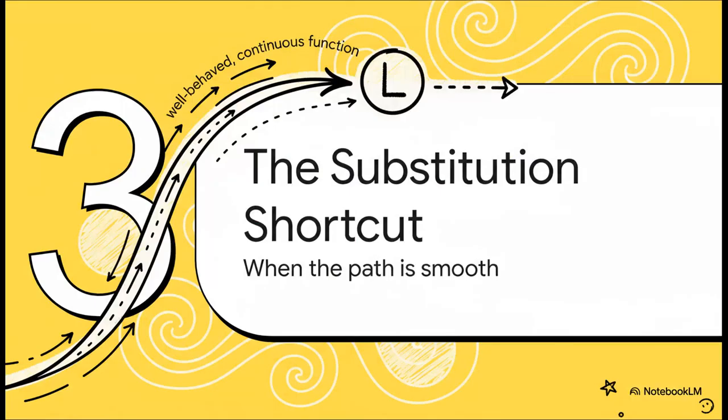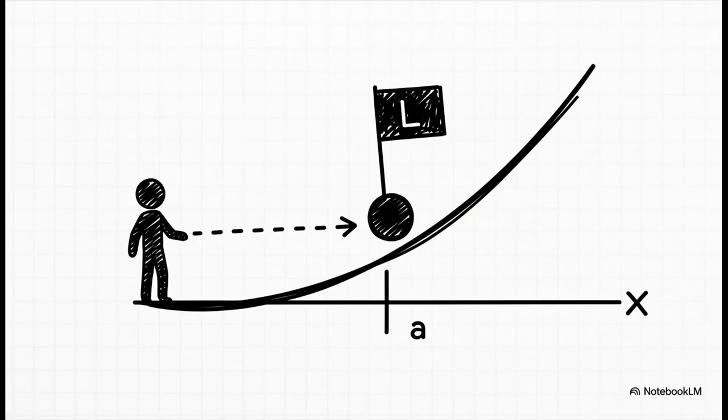Section 3, the substitution shortcut. Okay, so we get the language, but how in the world do we actually find L? Well, the good news is, for a lot of functions, the ones that are well-behaved, with a nice, smooth, continuous path, there's a wonderfully simple shortcut. And it all comes down to this.